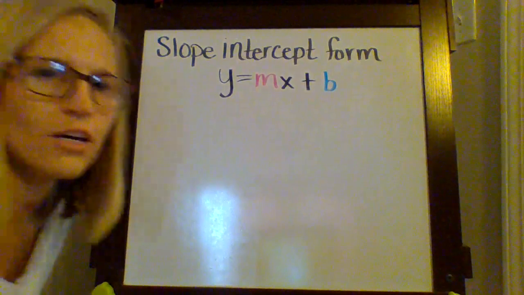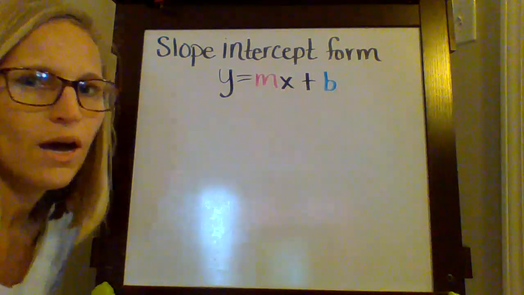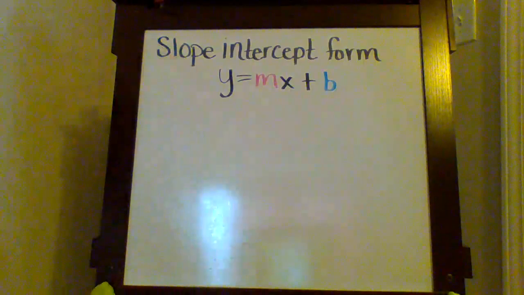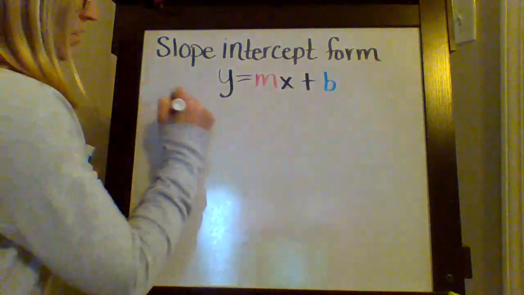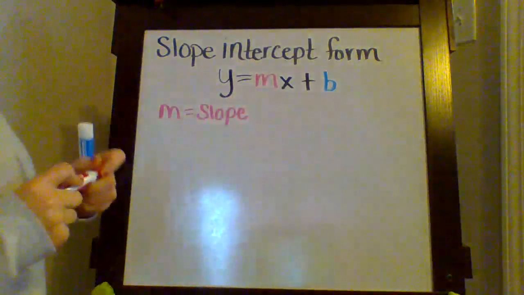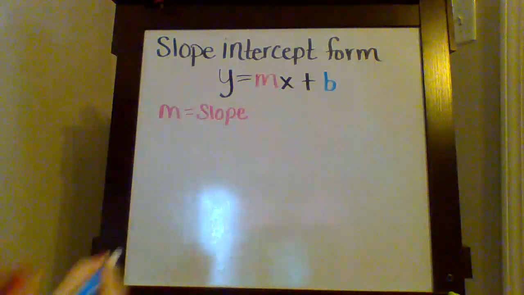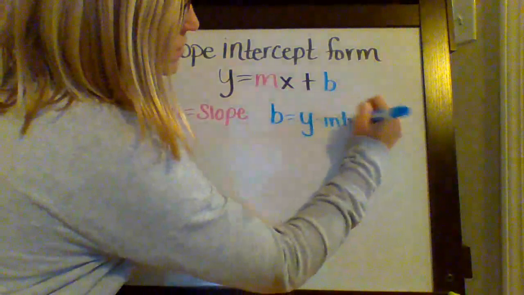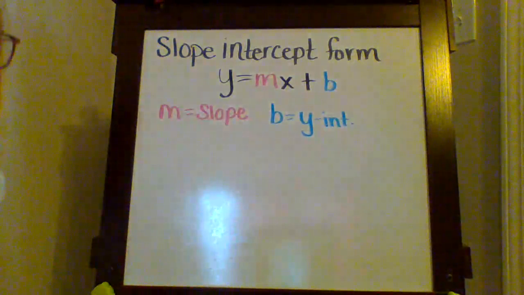Hey guys, today we're going to talk about finding slope from an equation and y-intercept from an equation. So up here I put slope-intercept form, and if you remember, that is y = mx + b. Remember that m represents the slope, and I like to say that they used m because slope talks about how it moves. And then remember that b represents the y-intercept.